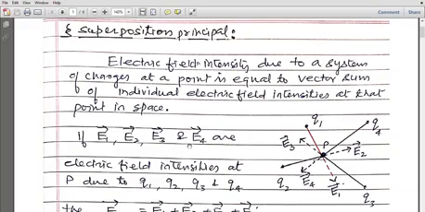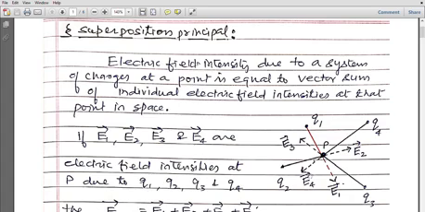Good morning to all. In the previous class, we studied the electric field and the electric field due to a single charge at any point in space. But if a system has more than one charge, how will you find the net electric field at a point? The solution is the superposition principle. This is a very common principle whenever we have to find the resultant of vectors. We can use the superposition principle.